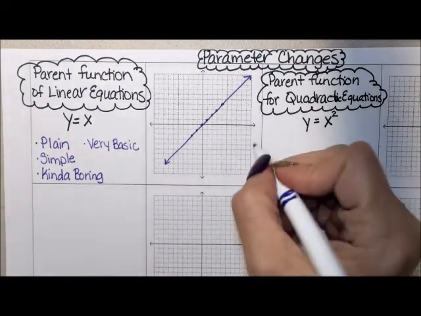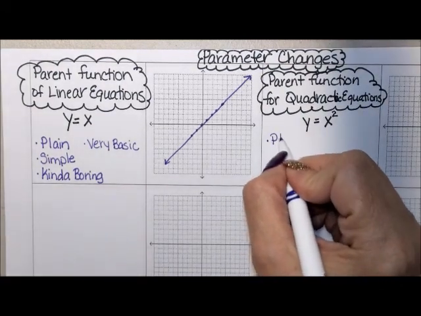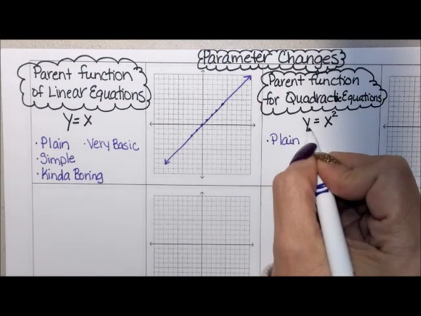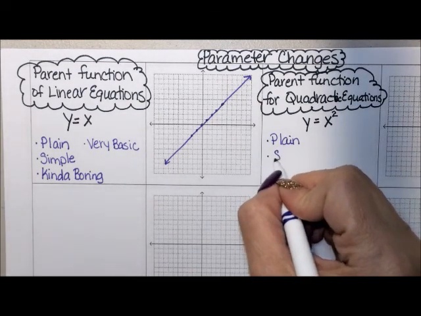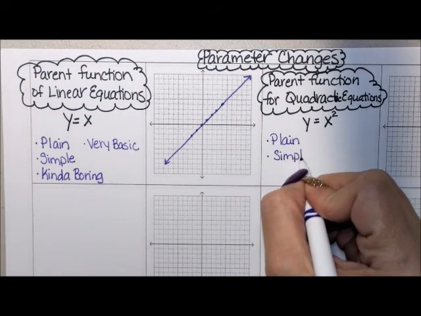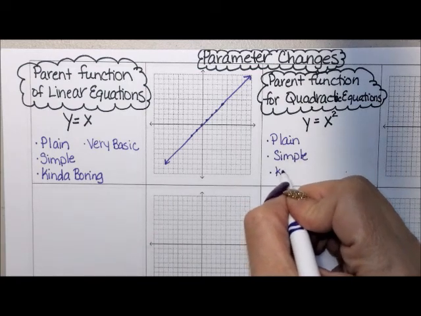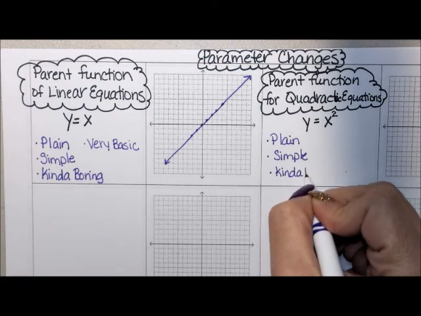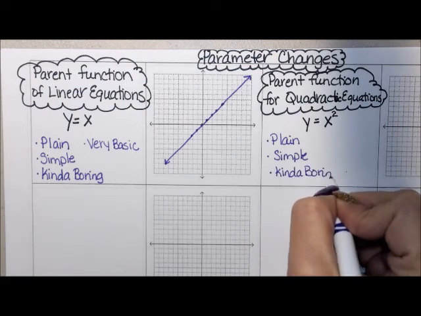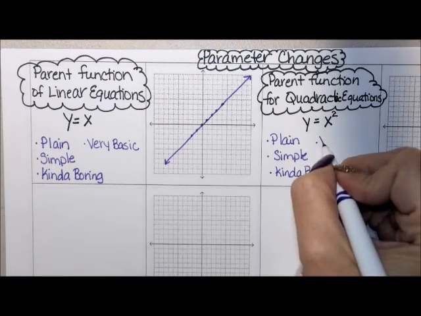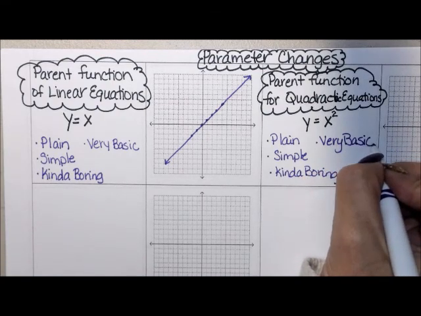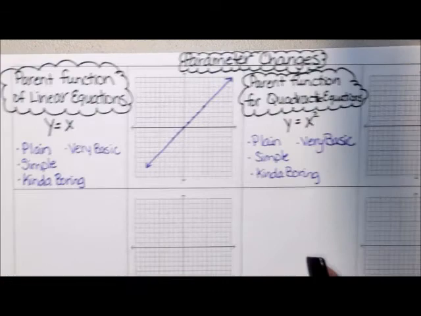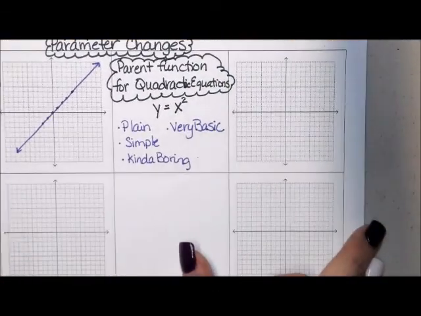Now, just like before, this parent function is very plain. Y equals x squared. That's it. That's all there is to it. It's very simple. And as you guessed, it's kind of boring. It's also very basic. Okay, very simple. Now, I'm going to graph this one so you can see what it looks like.